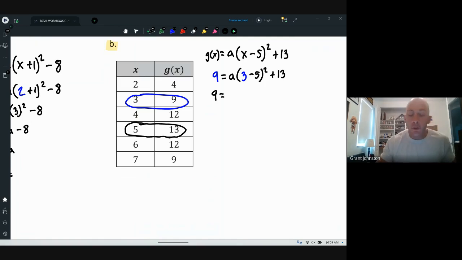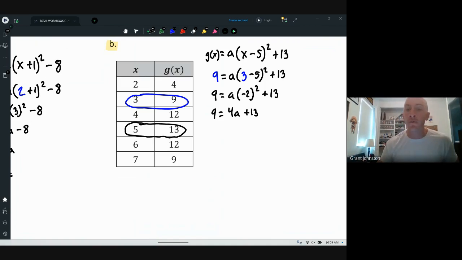9 equals 3 minus 5 is negative 2, right? So negative 2 squared plus 13. Negative 2 to the second power is positive 4. Let me rewrite the 9 first. It's positive 4, so I'm going to put that 4 in front as a coefficient. So 4a plus 13. And now I have a nice two-step equation, trying to solve for a.